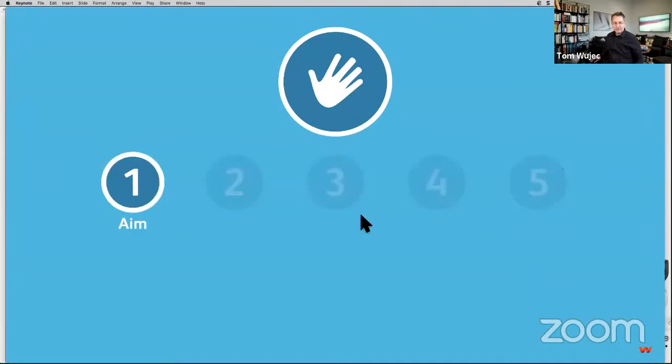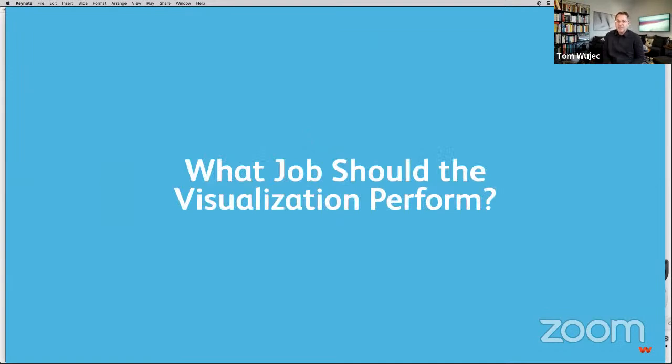Step number 1. What do you want to draw? What do you want to communicate? What job do you want the visualization to perform? So, well, where do you start?